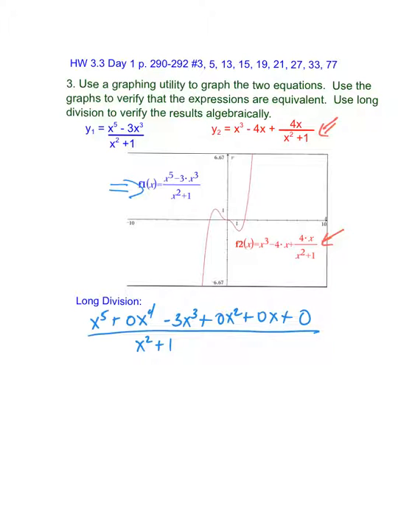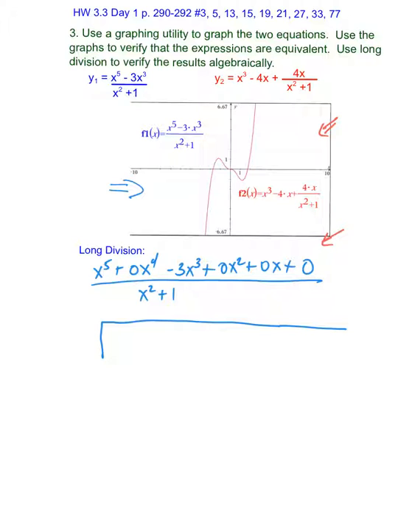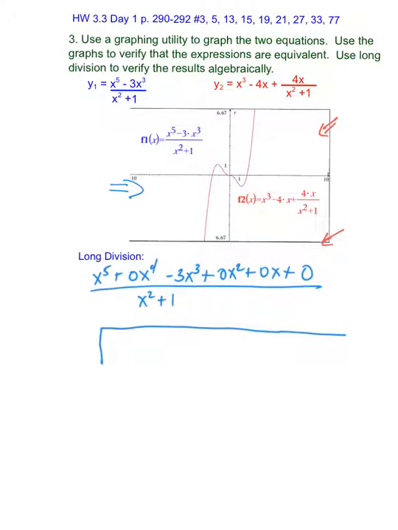I usually don't put in the missing terms in the divisor, but you are welcome to put a plus 0x if that helps you with the long division. So let's set up the long division. Inside the little house, I'm going to put the dividend, which is x to the fifth plus 0x to the fourth minus 3x cubed plus 0x squared plus 0x plus 0. And then outside the little house, we are going to put the divisor, which is x squared plus 1.